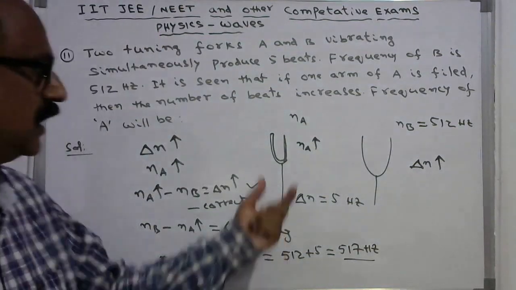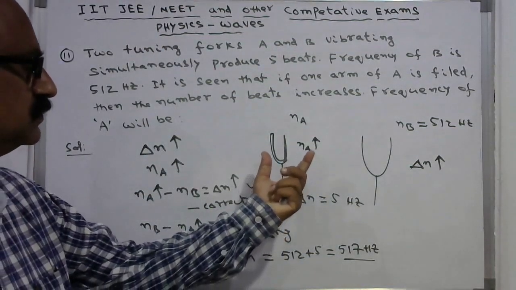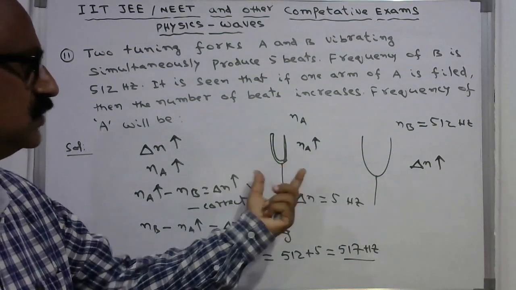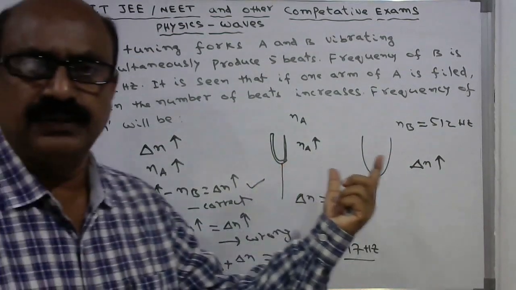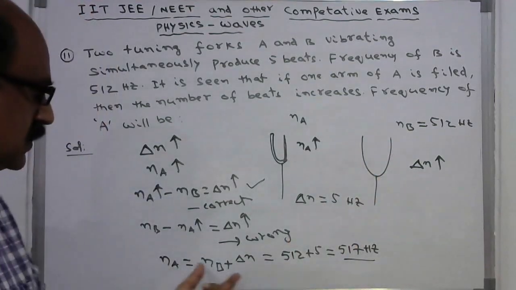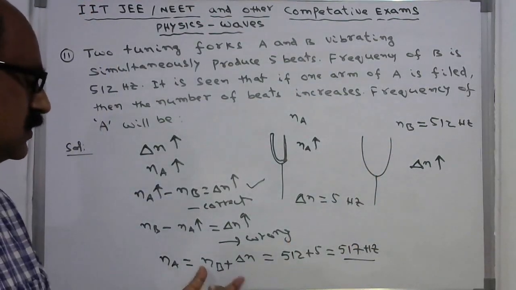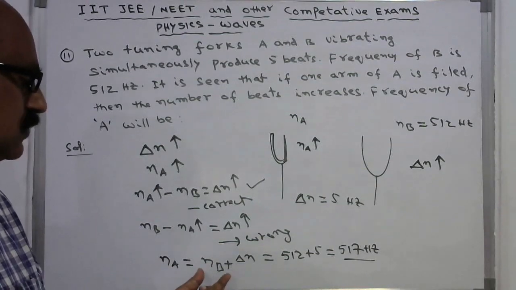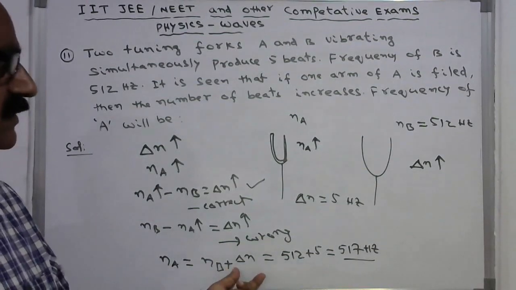So on filing the unknown tuning fork, if the beat frequency is increased, you have to take the sum of the known frequency and the beat frequency.